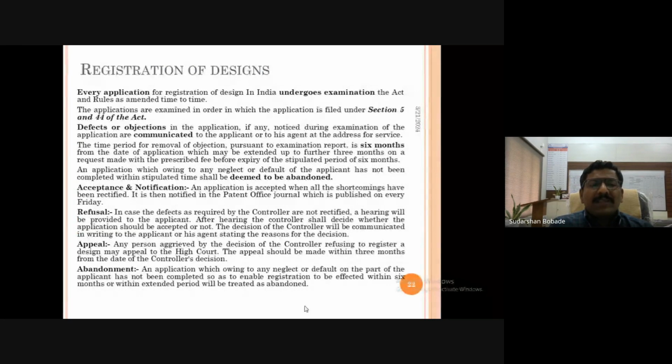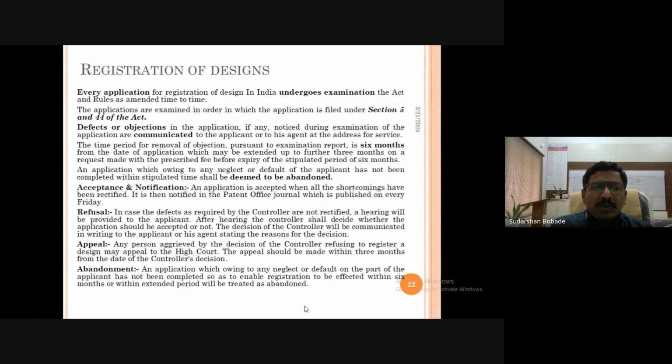Next, what about the registration? Yes, registration of the design. What are the parameters they are about to see? Now see, this is related to the flowchart we have already discussed. It is according to sections 5 and 44 of the Act. If there are defects or objections, they will be communicated. Within 6 months, we have to respond back.